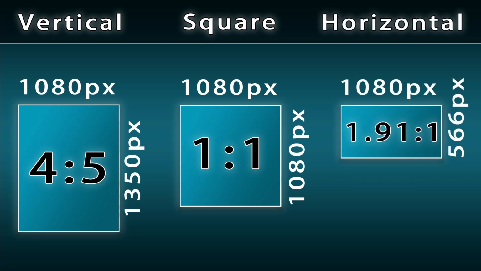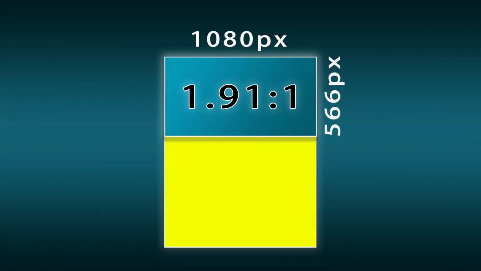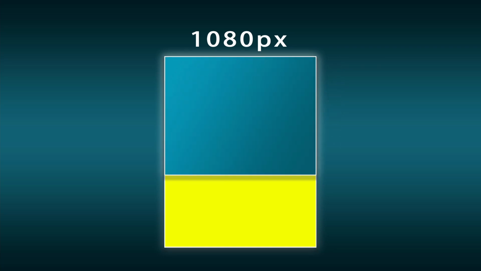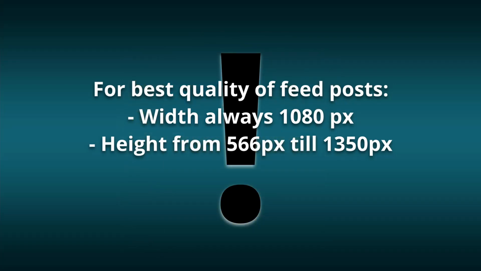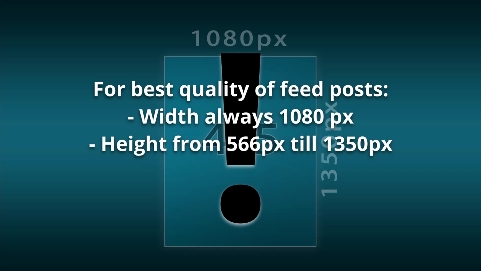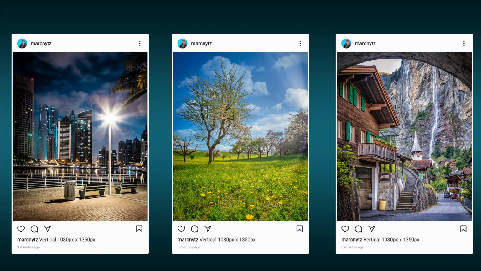For horizontal, you will find information that the best is 1080 by 566. And this is only partially true. 566 is just the smallest height accepted by Instagram to avoid any resizing or even cutting. But as well, you can use 600, 700, 800, 900. You can use everything from 566 till 1350. But of course, the ratio will change. Anyway, all you need to remember is that width should always be 1080 and height should never go below 566 or above 1350. Everything between is fine, but the best is vertical.